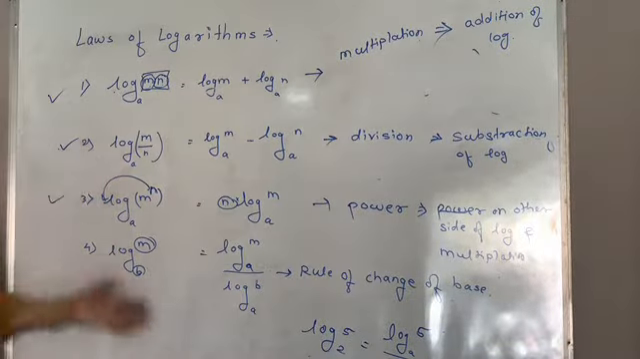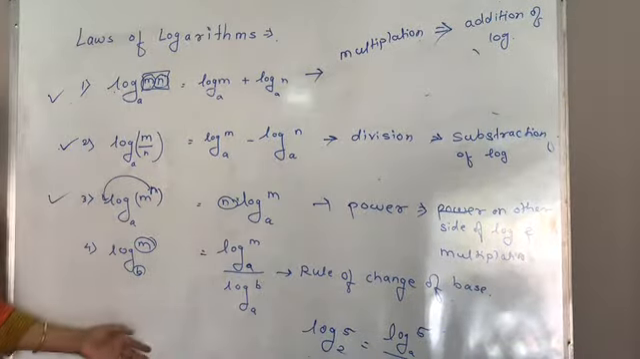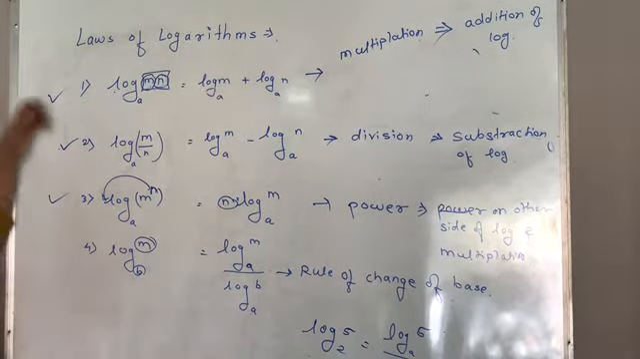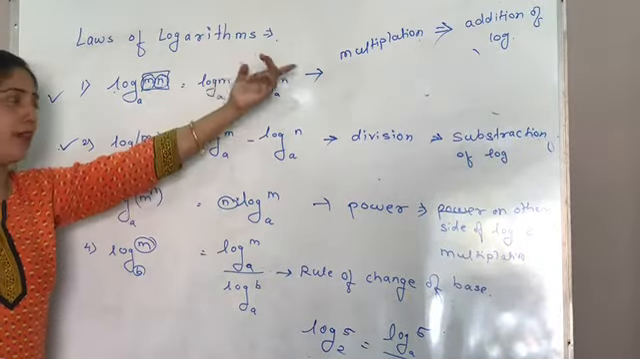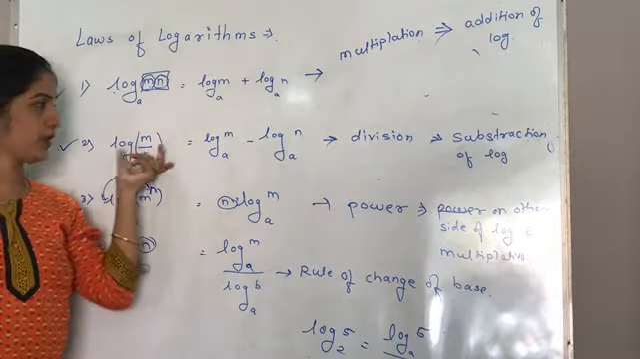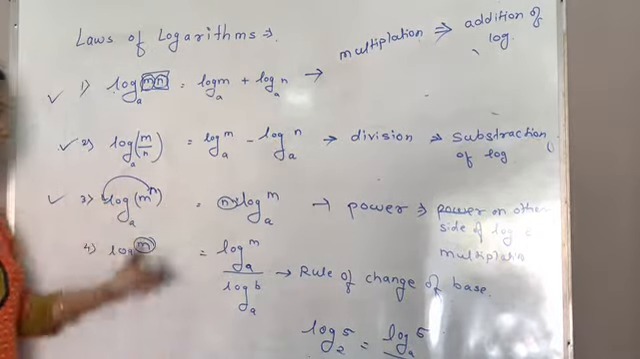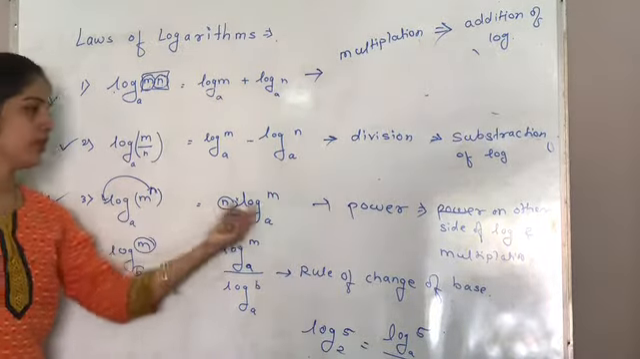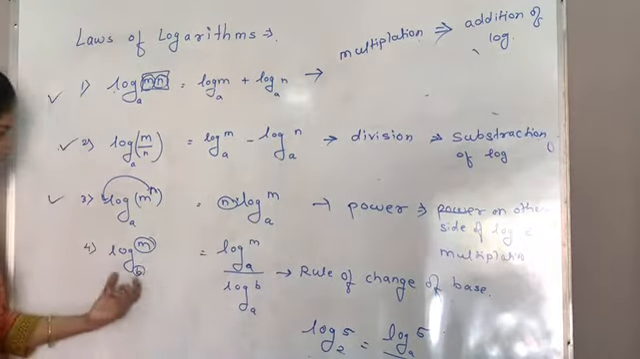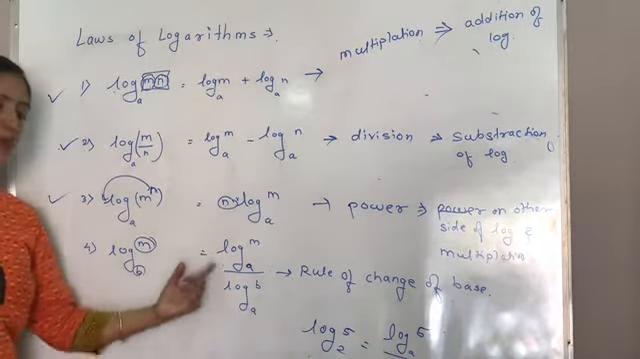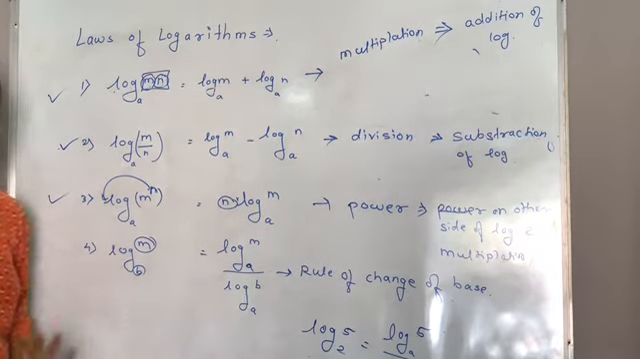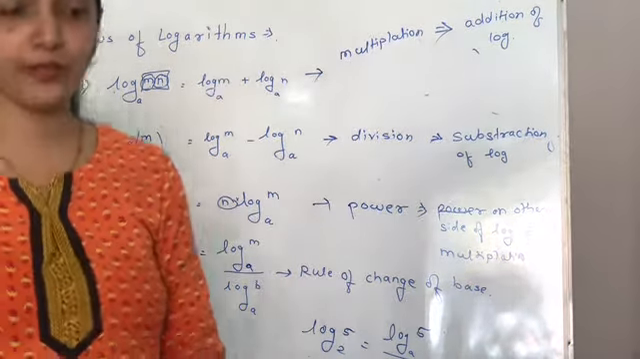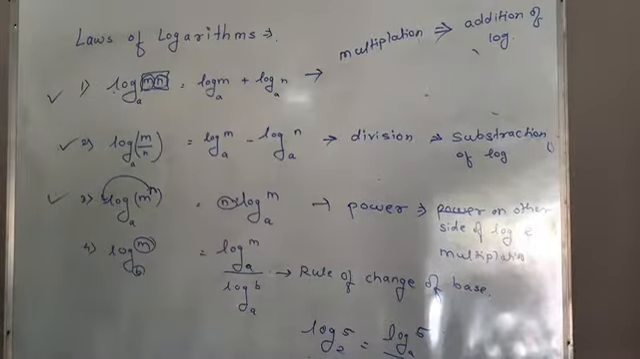I hope you understand all these logarithms. Okay, so for log of mn, multiplication, you have to use addition of logarithms. For division, you have to use subtraction of the logarithms. For a raised power, take the power to the other side and do the multiplication. And when the base changes, you have to use the common base, so that is log of m to the base a divided by log of b to the base a. Fine. Okay, so these are the rules to find out the logarithms.